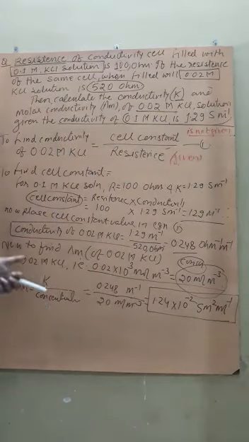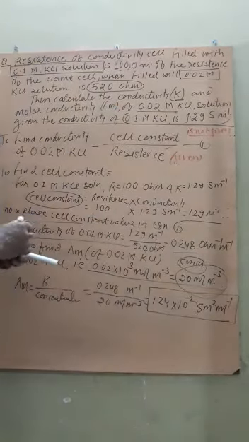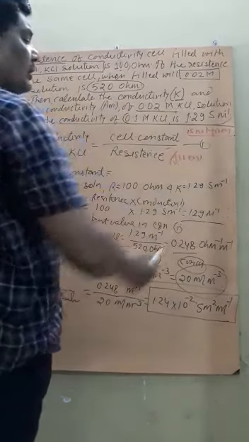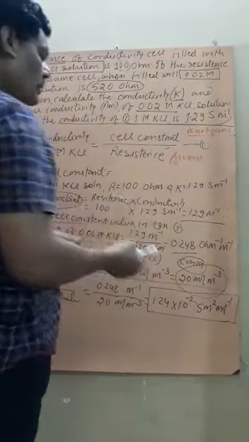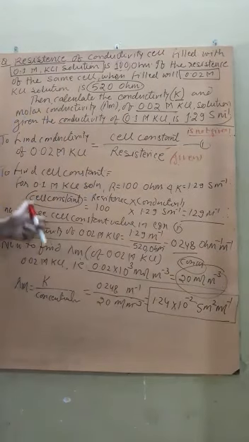Student, you can also solve the question by an alternate form. That is, we can convert 129 per meter into per centimeter, and then we can directly place the value. We can also get the answer.